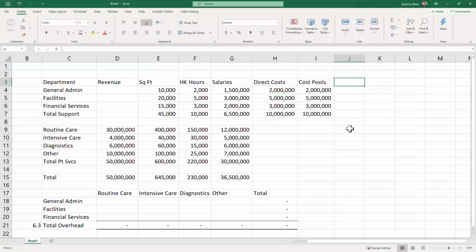We always have 4 steps for cost allocation. Step 1, identify the cost pool. Step 2, identify the cost driver. Step 3, identify the allocation rate. Okay, so we've identified the cost pools. Now we need the cost drivers.